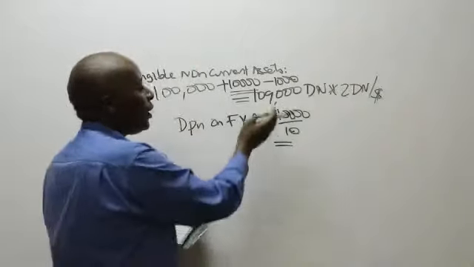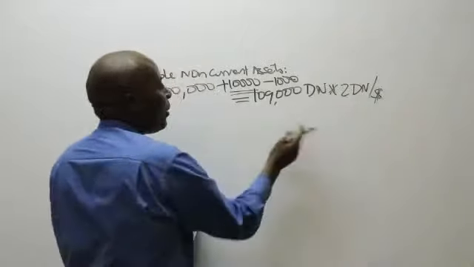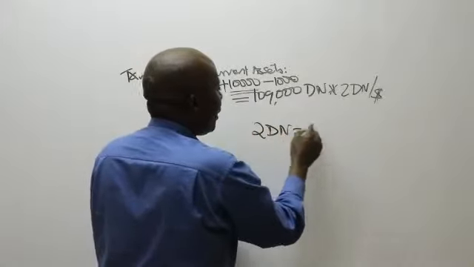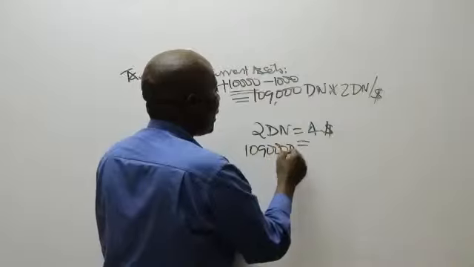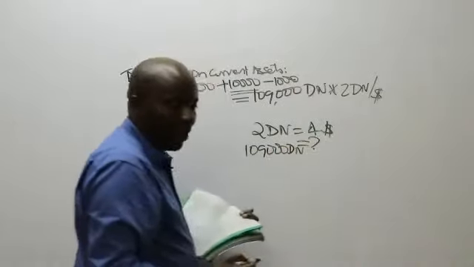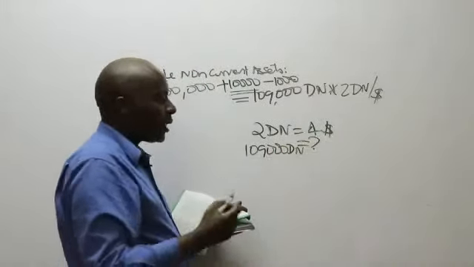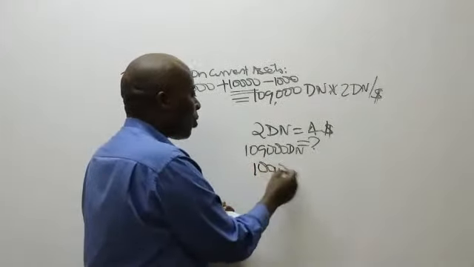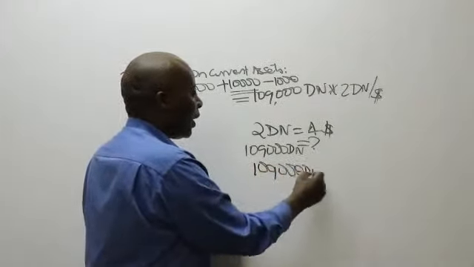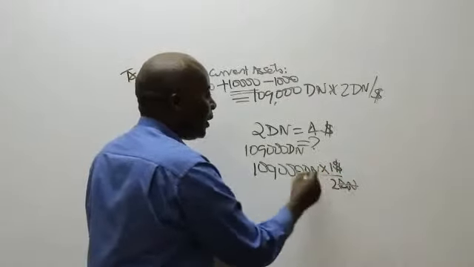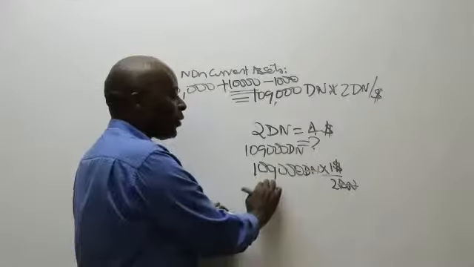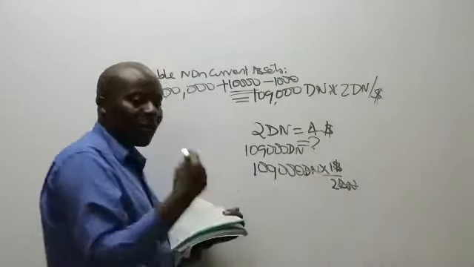Alternatively, you could do this in your mother tongue. First of all, do it in your mother tongue. Say 2 dn equals $1. How about 109,000 dn? When you cross multiply, it will be 109,000 dn times $1 divided by 2 dn. So the dn will cancel out. You'll be left, ladies and gentlemen, with what here? Your reporting currency, which is the dollar.